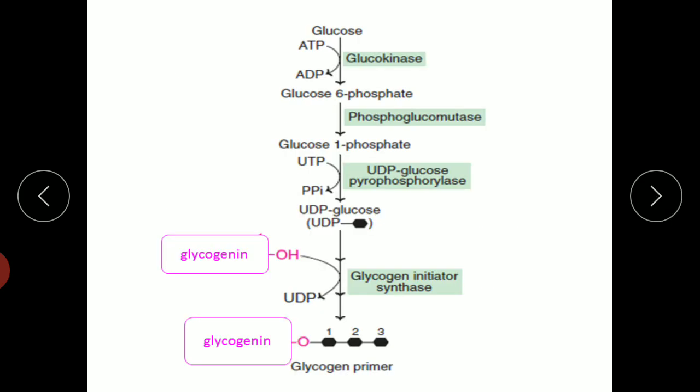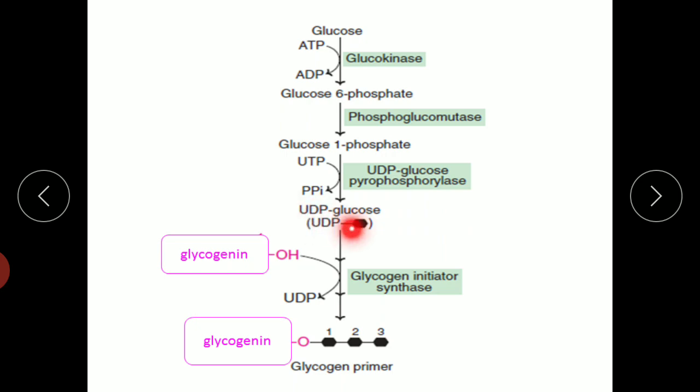You can see the first two steps. First one is glucose is converted into UDP glucose. It's a step-by-step process. Glucose is converted into glucose 6-phosphate that you have seen in glycolysis, same enzyme glucokinase. And glucose 6-phosphate is converted to glucose 1-phosphate by phosphoglucomutase enzyme. Now it combines with the UTP to form UDP glucose. The excessive phosphates are released. This reaction is catalyzed by UDP glucose pyrophosphorylase.